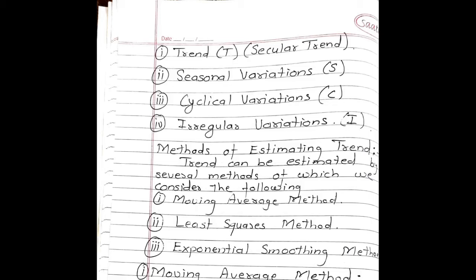Methods of estimating trend. Trend can be estimated by several methods, of which we consider the following. First method, moving average method; then least squares method; and exponential smoothing method.